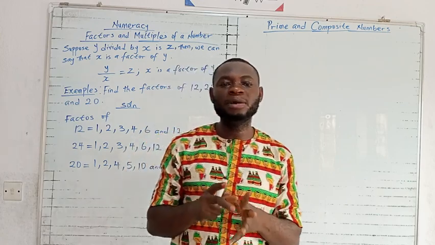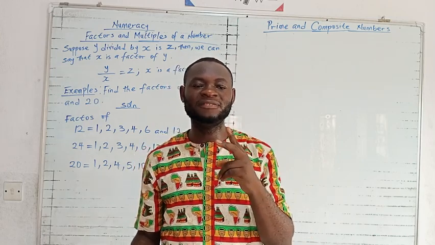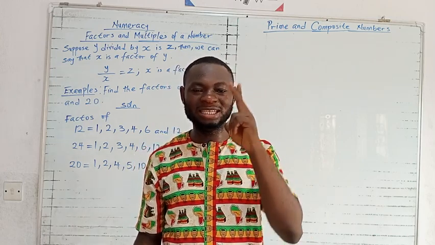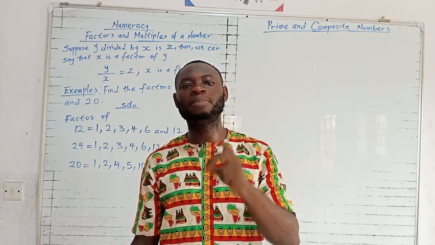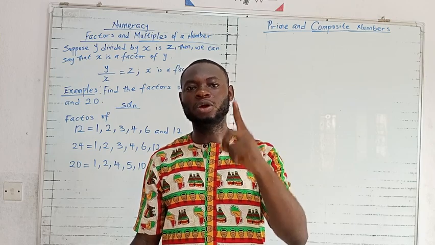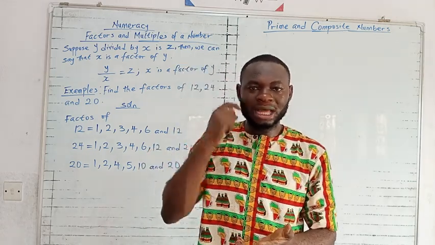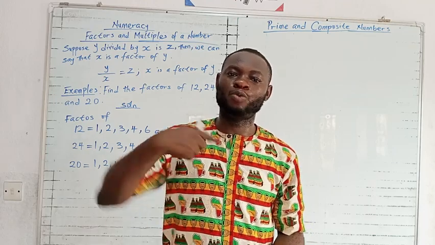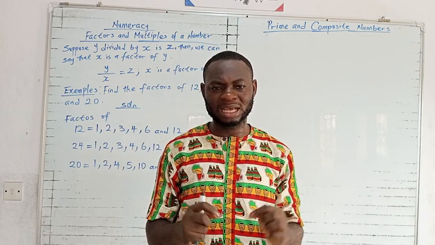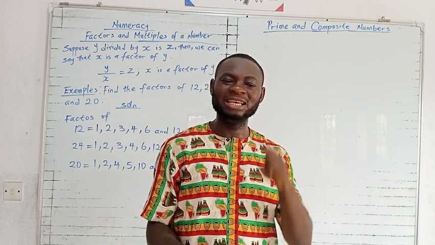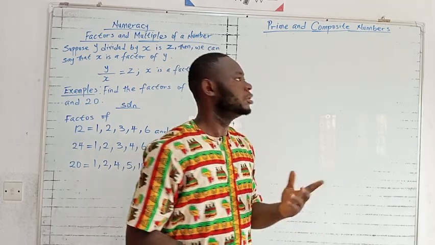Now, a prime number is a number that can be divided by 1 and itself, meaning it has only two factors. All prime numbers have only two factors, 1 and itself. A prime number is a number that can only be divided by 1 and itself. So when you look at all the numbers that can be divided by 1 and itself, all those numbers are called what? Prime numbers.